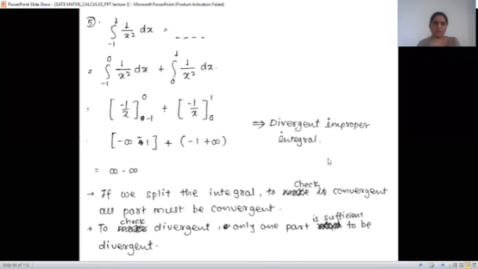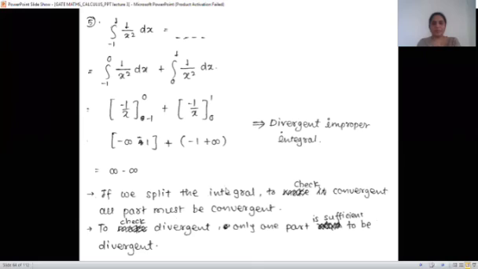0 is there, so 1 by 0, that is infinity. Somewhere infinity is there. If at any one time or 2 times or 3 times, however many times it is infinity there, it is a divergent function, remember. So infinity minus infinity and it is 0? Please don't do that. Infinity minus infinity is never 0. This is infinity itself. This is divergent, so it is a divergent improper integral.